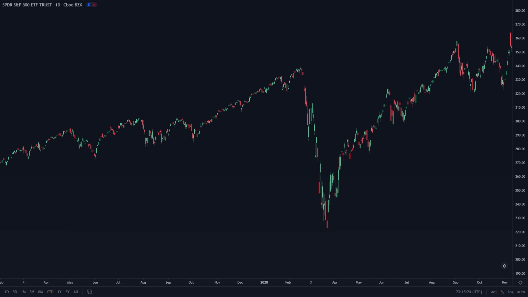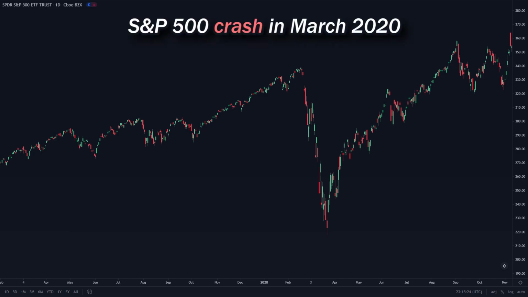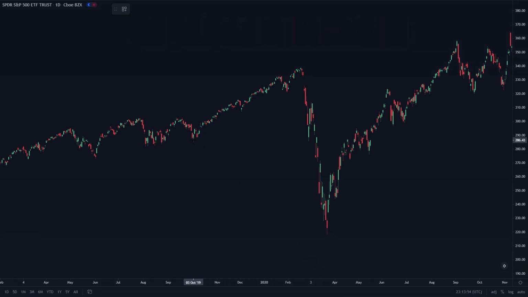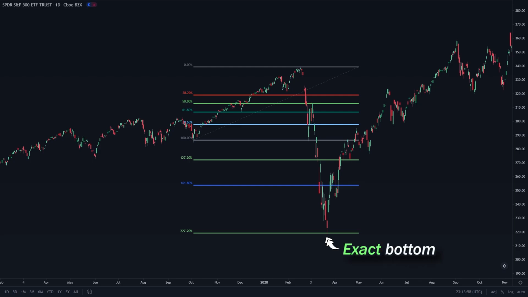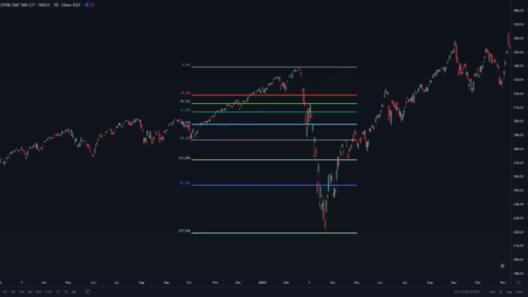Another example of this would be the S&P 500 market crash back in March 2020. Here, as we apply the Fibonacci retracement tool, you can see that the level predicted the exact bottom of the market crash. And now, I'm going to show you how to apply this tool onto your chart and how you can use it to find high win rate trade opportunities.